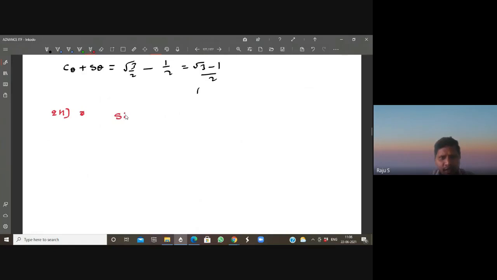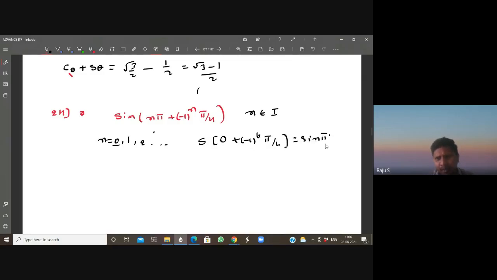24th question, students. They are asking the value of sin of n pi plus minus 1 whole power n pi by 4. The general solution is actually given. Here we write y, but the y value they gave is pi by 4. Am I right? Now here n belongs to integers. So you can take n equal to 0 or 1 or 2, and so on. Whatever value you take, we are going to get the same answer. Surely, right? Instead of that, it is better to take 0 alone. Sin of 0 into pi plus minus 1 whole power 0 into pi by 4 is equal to sin pi by 4. Am I right?